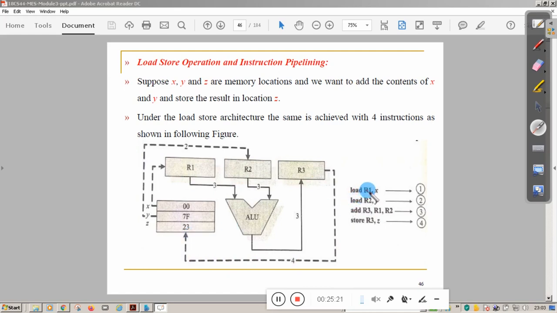So load is used to load the content from the memory to the register, and store is used to store the content back to the memory. So only two operations work on the memory, that is load and store. All the rest of the operations work on the register.